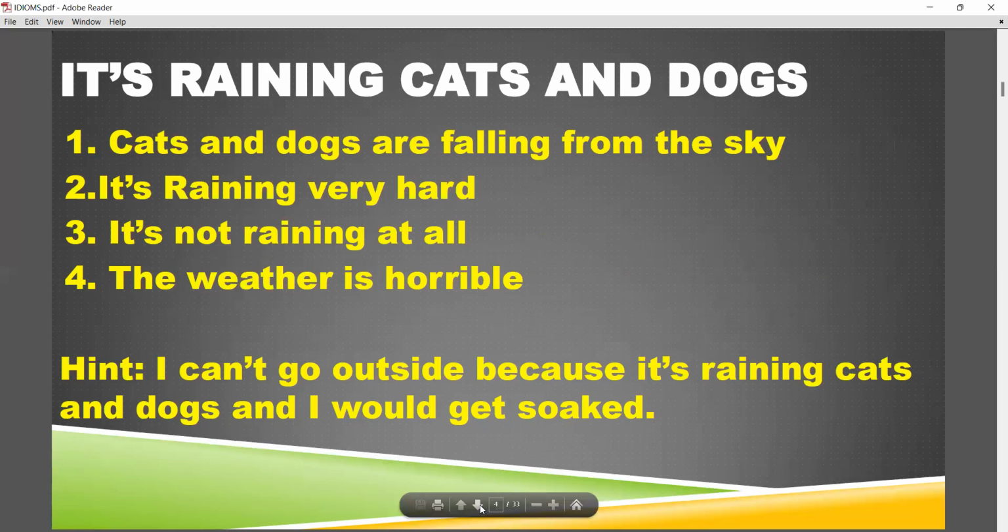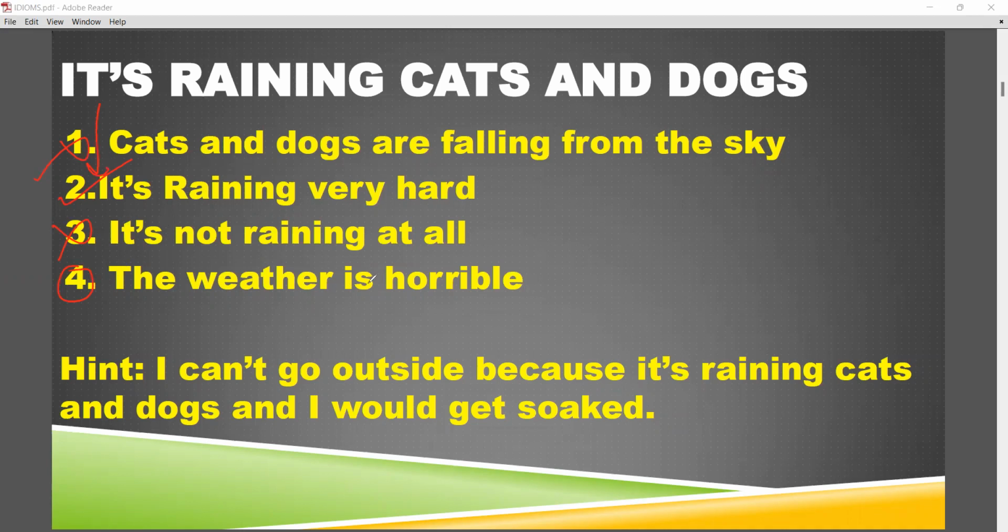So, it's raining cats and dogs. What do you feel it could be? Cats and dogs are falling from the sky is the literal meaning, and the literal meaning is not the meaning of the idiom, because idioms are known for their underneath meaning. It's raining very hard is the correct answer. It's not raining at all contradicts it's raining cats and dogs. The weather is horrible was a close option, but that is not the meaning.